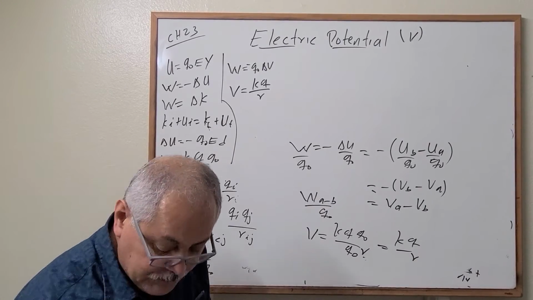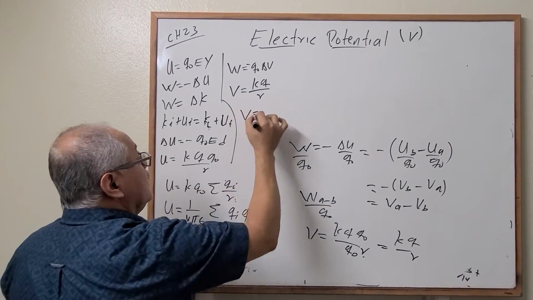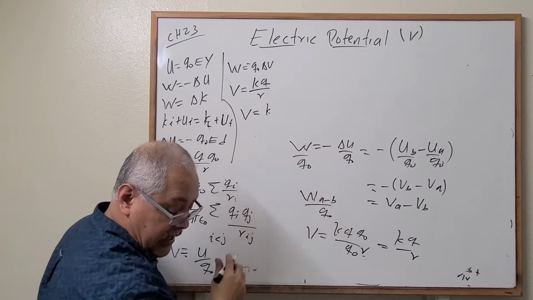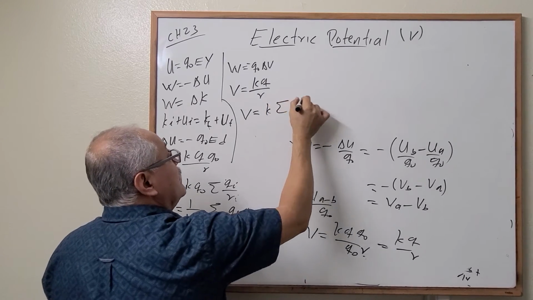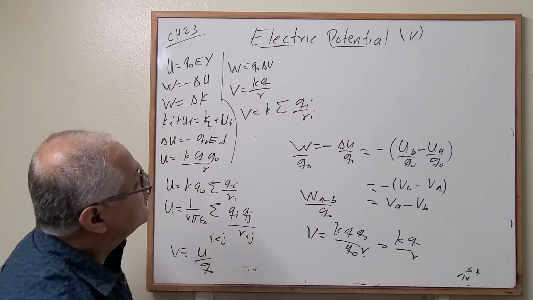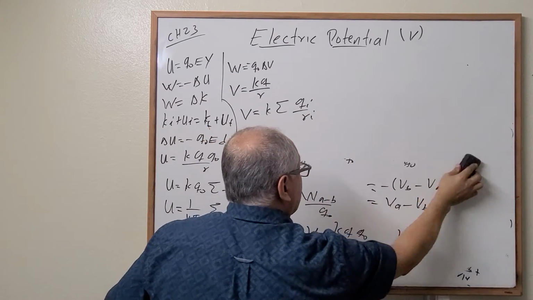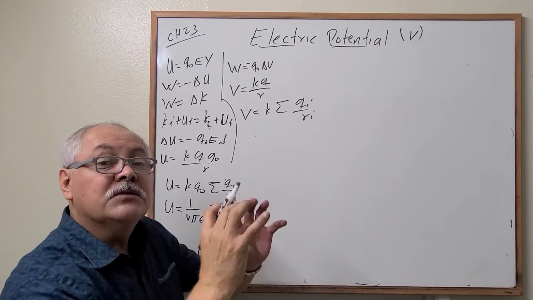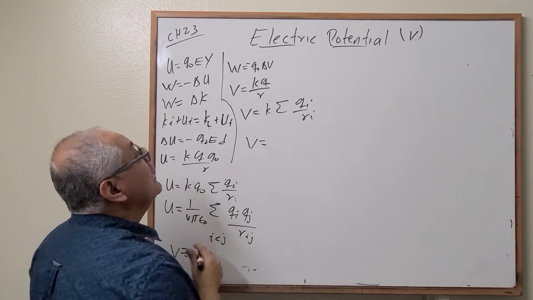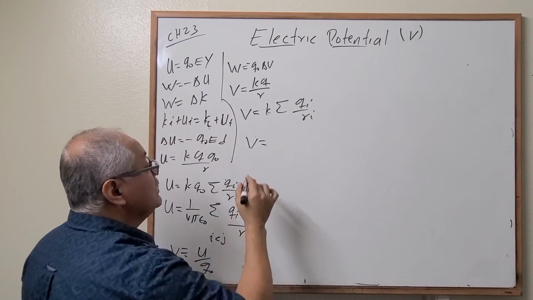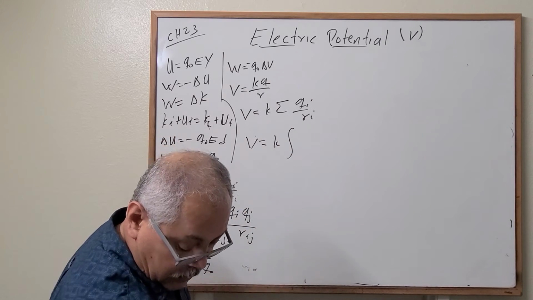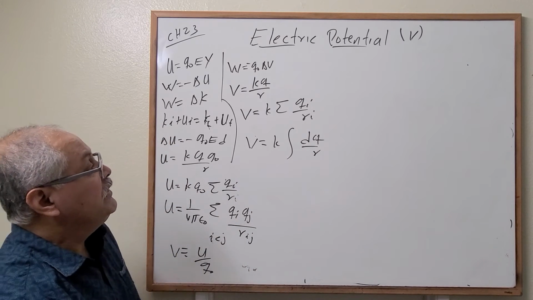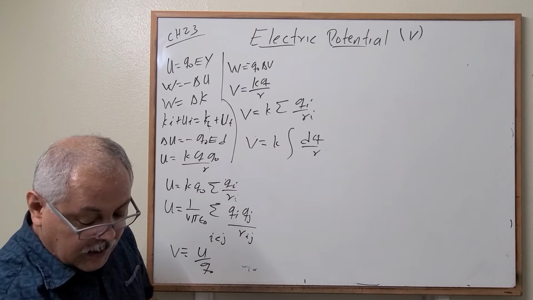For a collection of charges, the electric potential is going to be equal to K times the sum of Q sub i over R sub i. Correct? This is for a collection of charges. What about for a continuous distribution? The electric potential is going to be equal to K integral of dq over R. Okay, this is when we have a distribution.